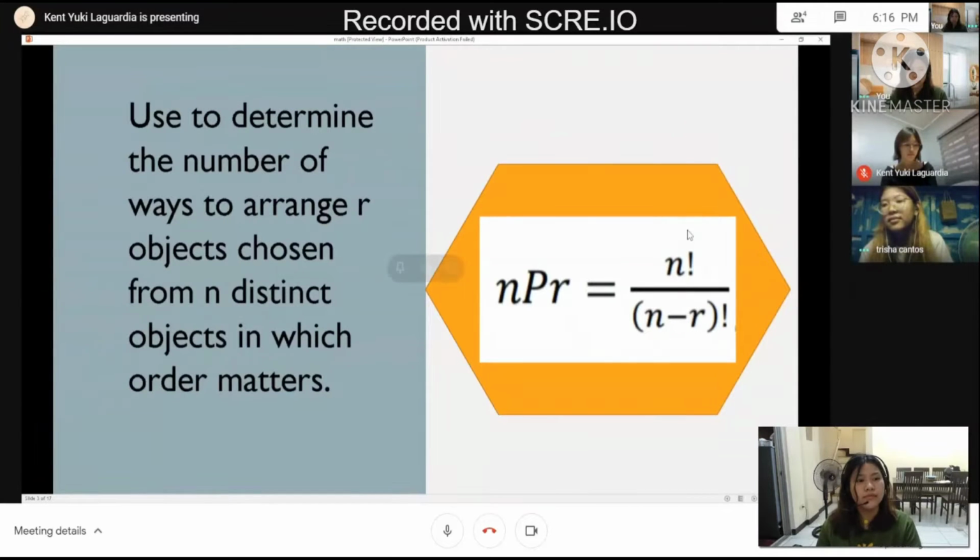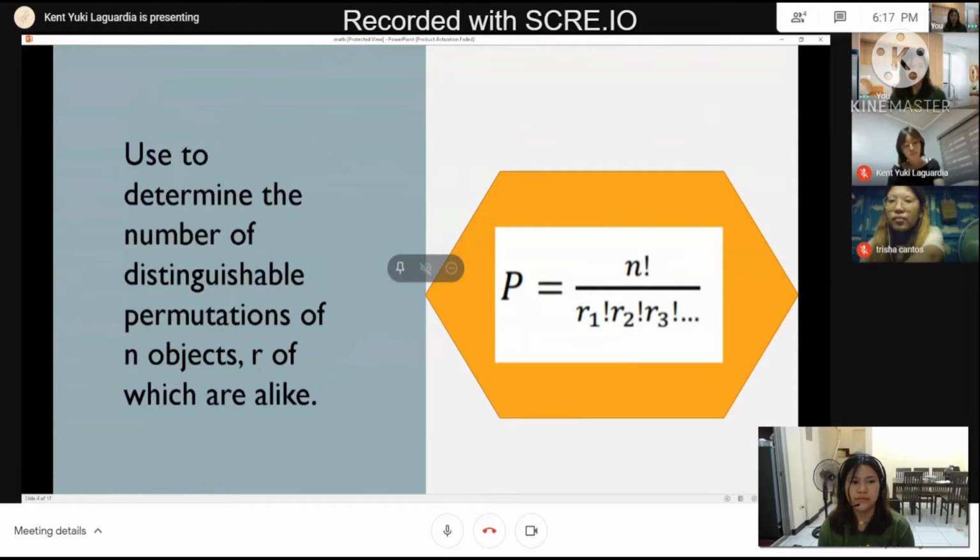Number 1. Use to determine the number of ways to arrange r objects chosen from n distinct objects in which order matters. The formula is nPr equals n factorial over n minus r factorial.